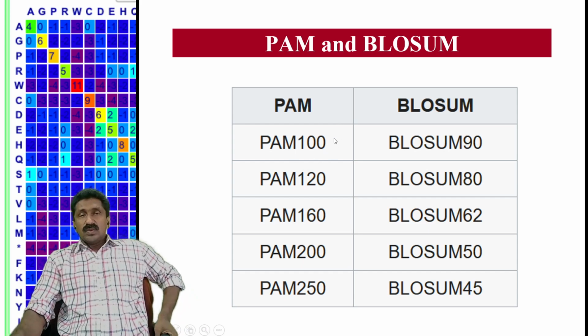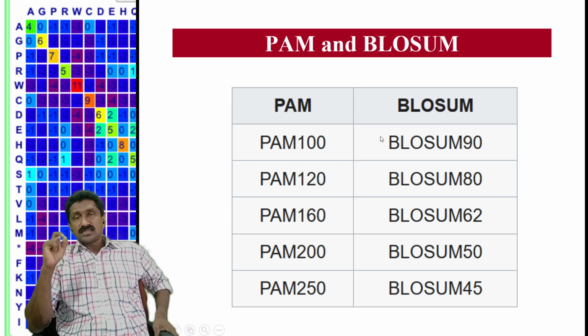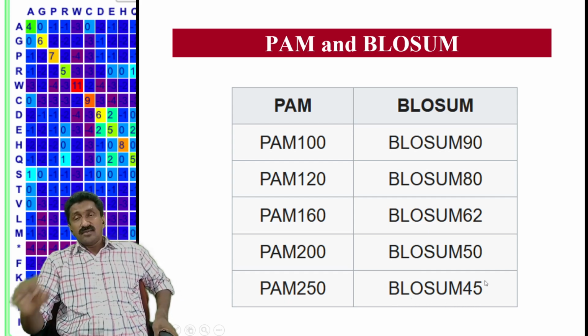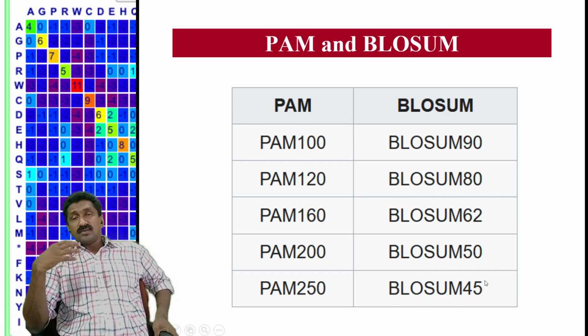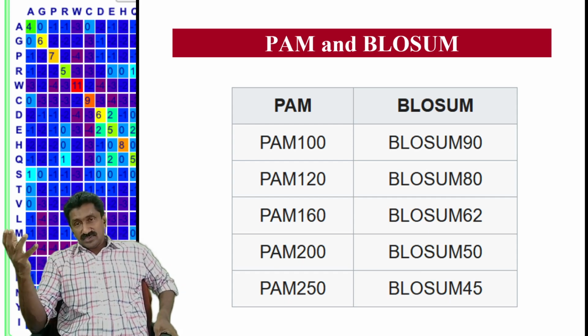lower PAM value indicates a very similar sequence, or this is used for comparing very closely related sequences, whereas PAM 250 is used for comparing very distant sequences with very little similarity. Whereas BLOSUM with a higher value, BLOSUM 90, is used for comparing very closely related, similar homologous sequences, and BLOSUM with lower values like 45 is used for comparing very distantly related sequences with a lot of differences.